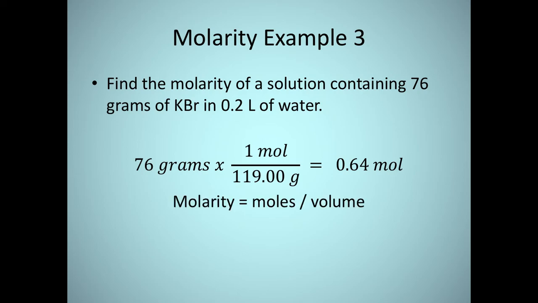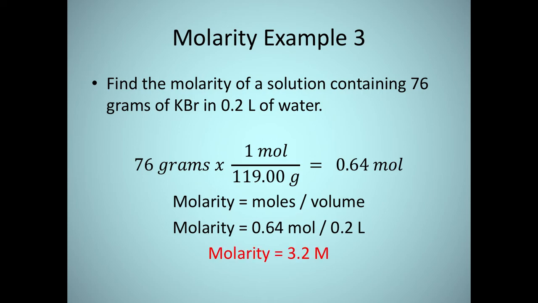So once we know that, the molarity equals the moles divided by the volume. We plug in 0.64 moles divided by our volume, 0.2 liters. Put that in your calculator and you get the molarity as 3.2 molar. Okay, so a problem like this, if you're not given the moles, but you are given the mass, the grams, you're going to have to first convert it to moles, which you know how to do using your mole map, and then you divide it by the volume.